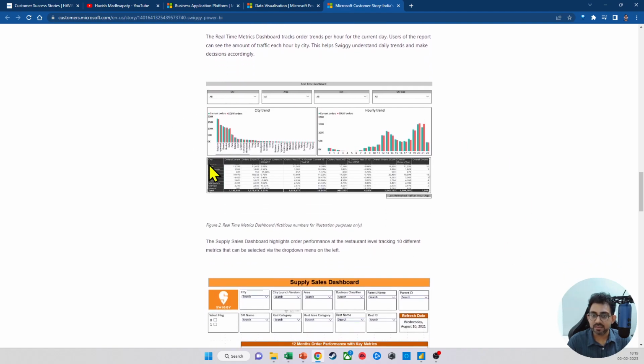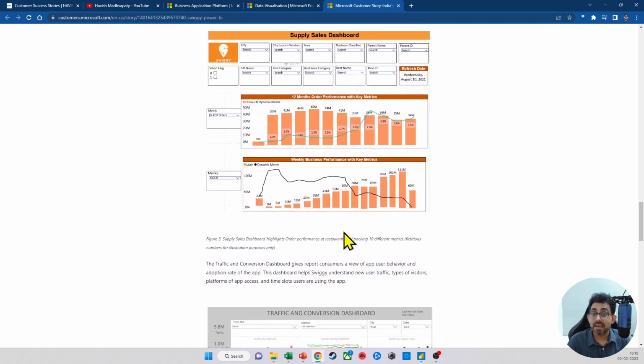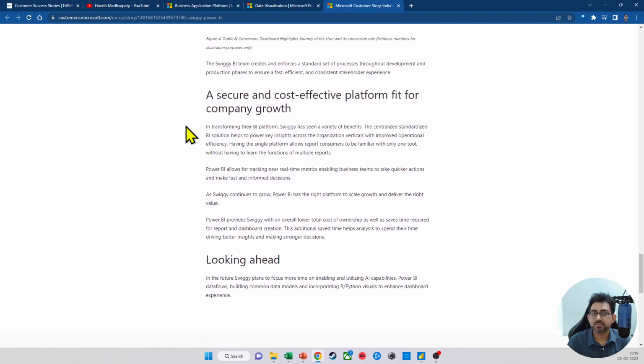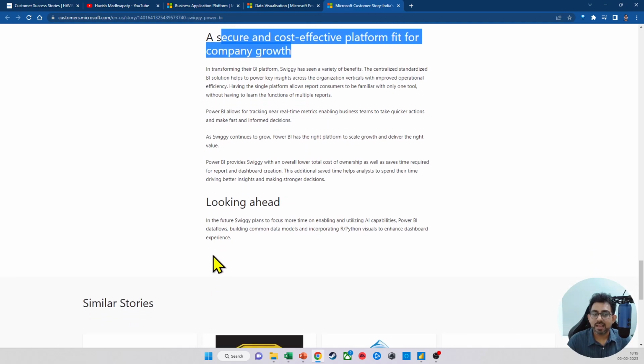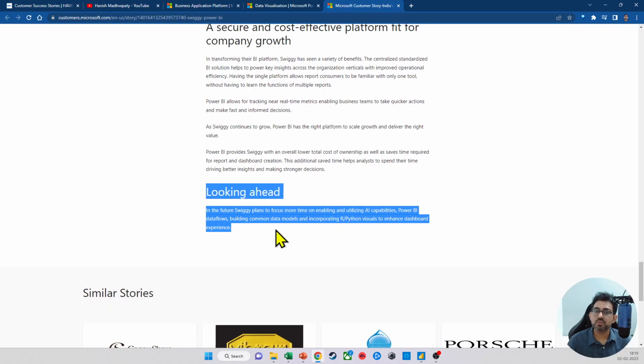So you can see here there are snapshots that have been given. Of course, the numbers have only been used for illustration purposes, but this will give you a good sense of how companies end up using Power BI. And you can see that they spoke about how it was a cost-effective platform fit for the company growth. And looking ahead, Swiggy wants to focus more on R and Python visualizations and utilize more AI capabilities.